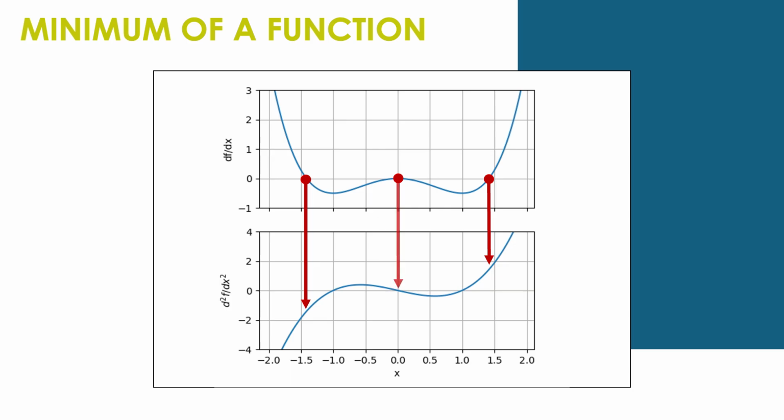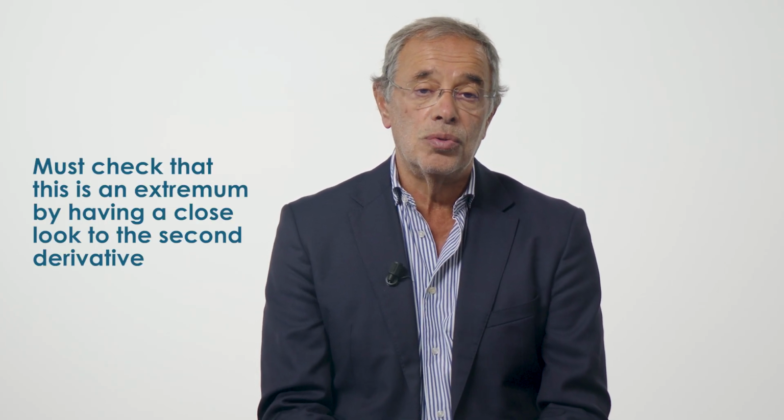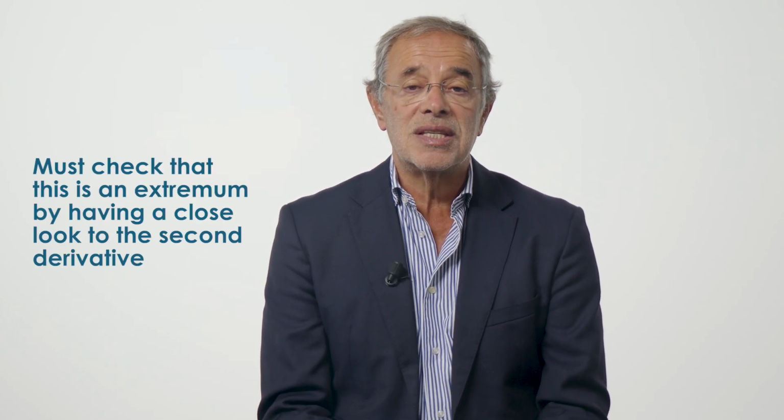When we look at the central point, the second derivative is 0. Thus, it is neither a minimum nor a maximum, but we have an inflection point. In the end, even if the first derivative is 0, we must check that this is an extremum by having a close look at the second derivative to understand what is the nature of our point.